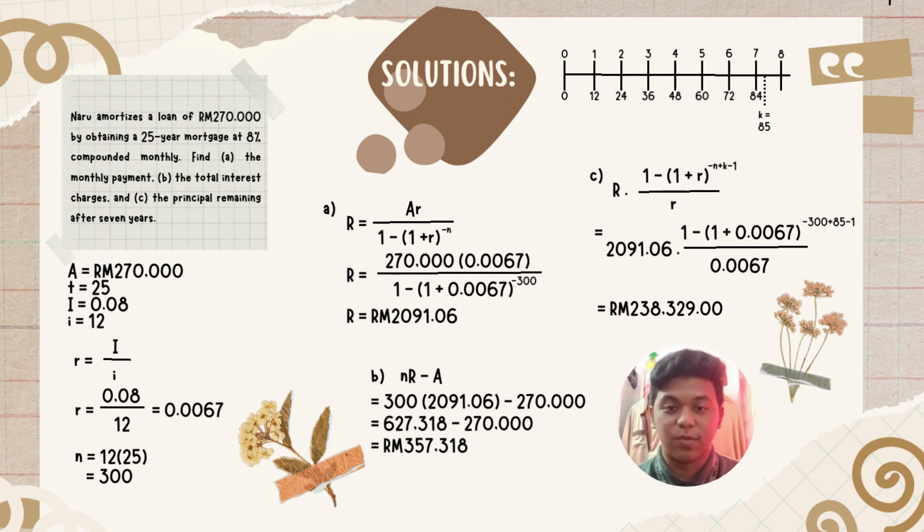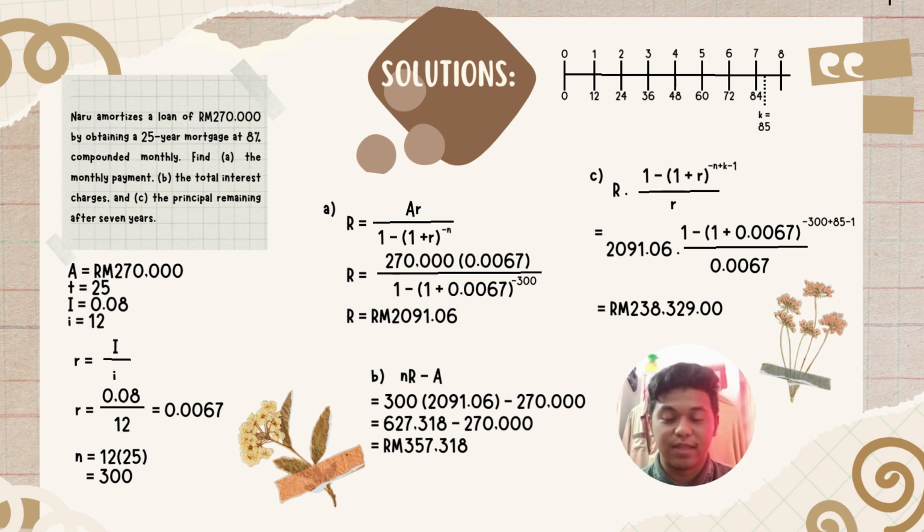The last question asks us to find the principal remaining after 7 years. For this question, we need to use the principal outstanding at the beginning of the K-th period formula. Before we start to calculate the answer, we need to draw a timeline that represents the total after 7 years, which can be seen at the top right of this slide. Why do we need to draw 0 to 8 years and not 0 to 7 years? Because the question asks us after 7 years. Also, why is the K term 85 and not 84? Because of the total monthly payments after 7 years, which is the number after the total payments in year 7.